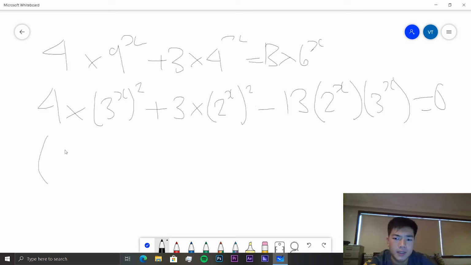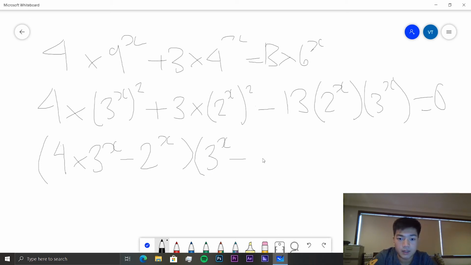Into, let's just say, (4 times 3 to the x minus 2 to the x) times (3 times 2 to the x minus 3 to the x) is equal to 0. Hold up, am I getting confused? Since that's negative 12, negative 13, yeah.